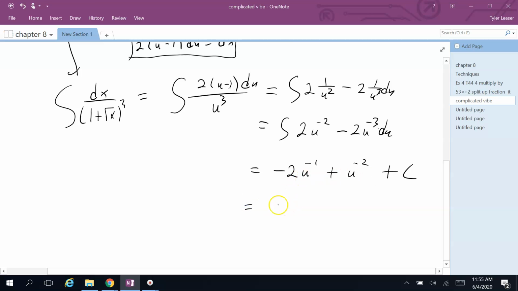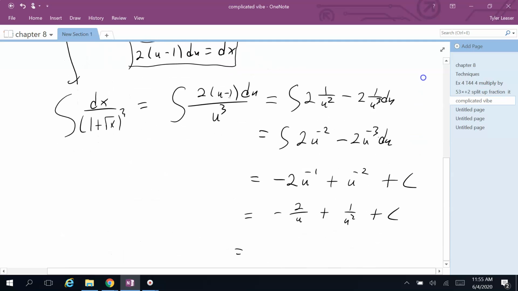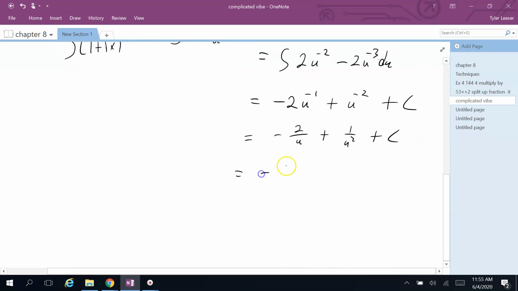Now I'd want to fix these, so I'd probably put them back in the denominators. That's negative 2 over u plus 1 over u squared. And then don't forget to resubstitute back in the u. Remember that u, from way up here, was the 1 plus square root x. So our final answer here is going to be negative 2 over 1 plus square root x plus 1 over 1 plus square root x all squared plus c.